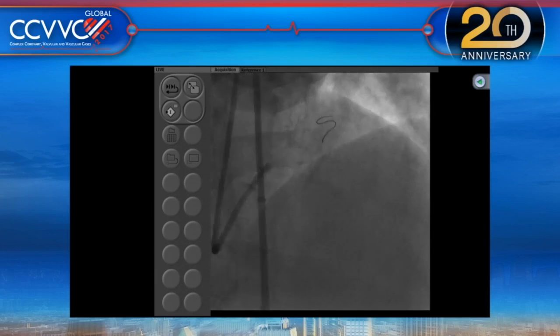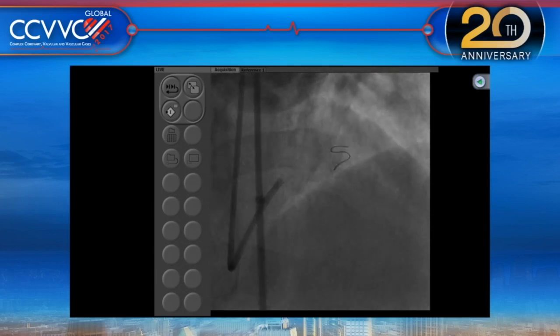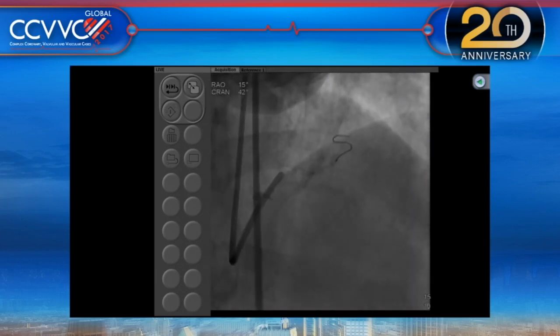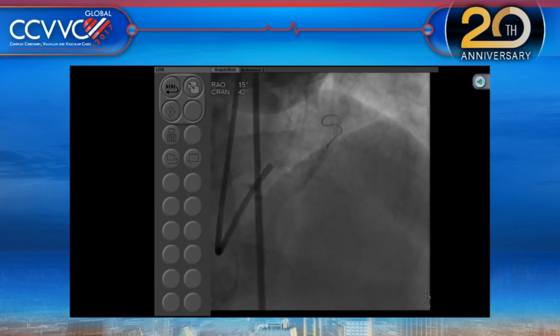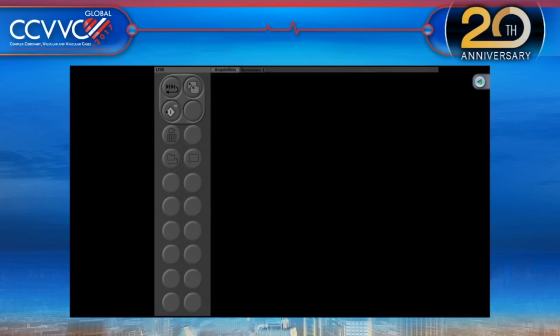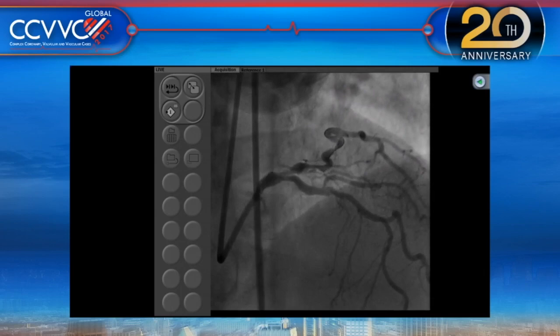But now the LAD, see that it's a tram track, very calcific left main to LAD. You can do IVUS or OCT anytime you want, but this was a clear-cut case of the severe calcium of the distal left main to the proximal LAD.